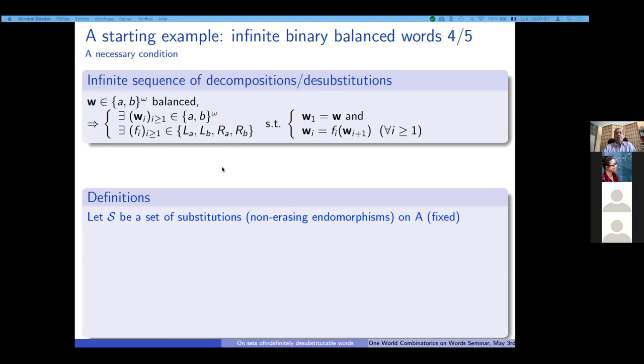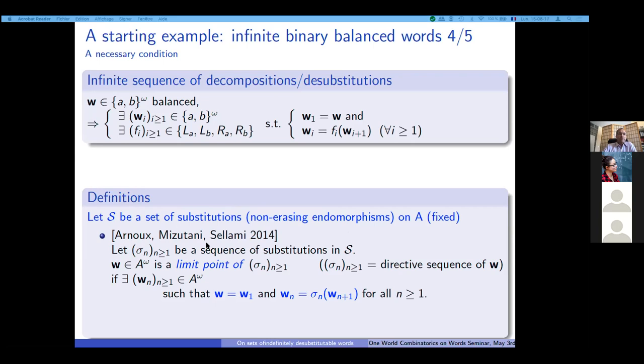To continue the talk, I need to introduce some definitions. For these definitions, I consider a set S of substitutions. The set can be finite or infinite. Recall that substitution means just non-erasing endomorphism. I say that it is an endomorphism since the alphabet is the same for the starting word and the image of the word. The first definition is the notion of limit point, introduced by Arnoux, Mizutani, and Sellami in 2014, which means exactly what we have here, but instead we start by fixing the sequence of substitutions. And we say that W is a limit point of the sequence of substitutions if there exists a set of desubstituted words as we have just before, meaning that we have the two relations which are just rewritten here.